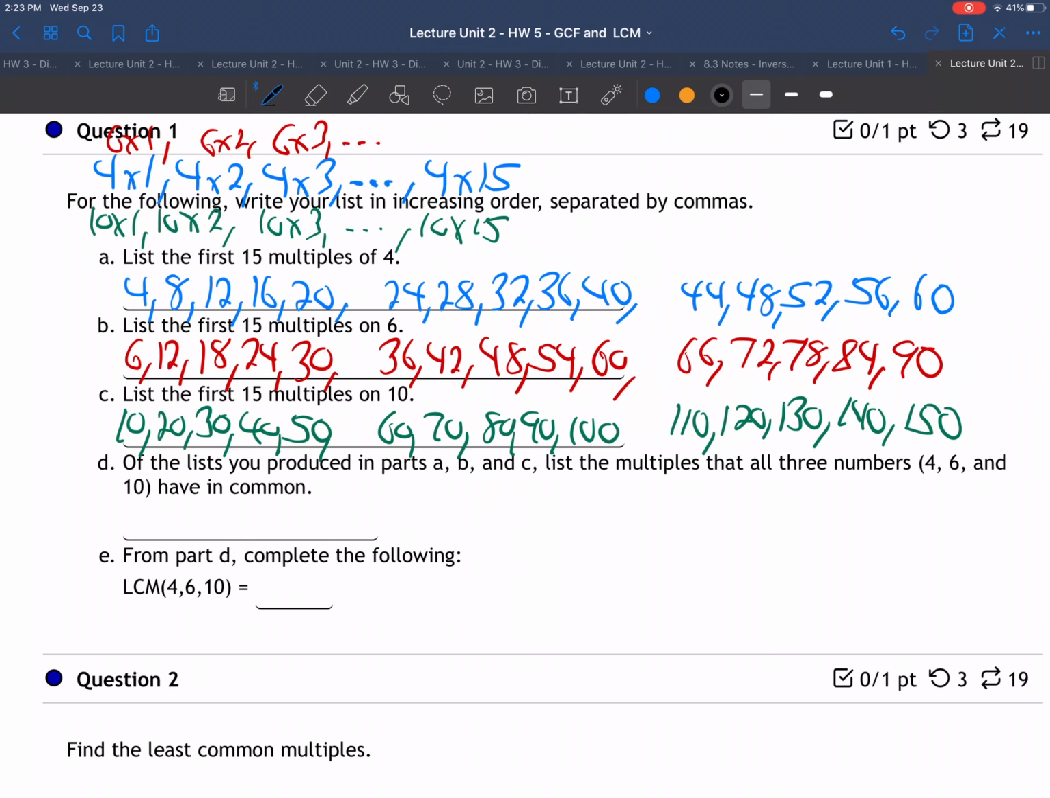I guess I'm going to start with 4. Do they all have 4? No. Do they all have 8? No. Do they all have 12? No, the first two do, but they're not the bottom one. Do they all have 16? No. Do they all have 20? No. Do they all have 24? No. 28? No. 32, 36, 40. Is that it? No, they don't all have 40, do they?